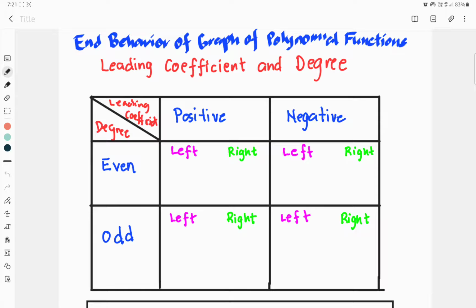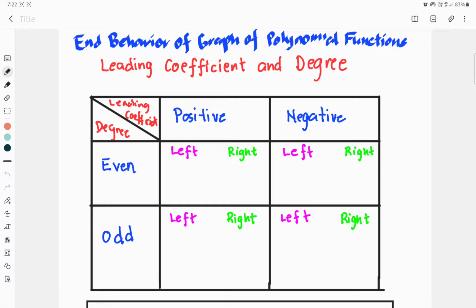Now, you look at the leading coefficient and the degree. The leading coefficient could either be positive or negative. It cannot be equal to 0, so it could be positive or negative. The degree is the highest exponent in a given polynomial function, so it could be either even or odd. End behavior is the continuous behavior, or the value going up or going down.